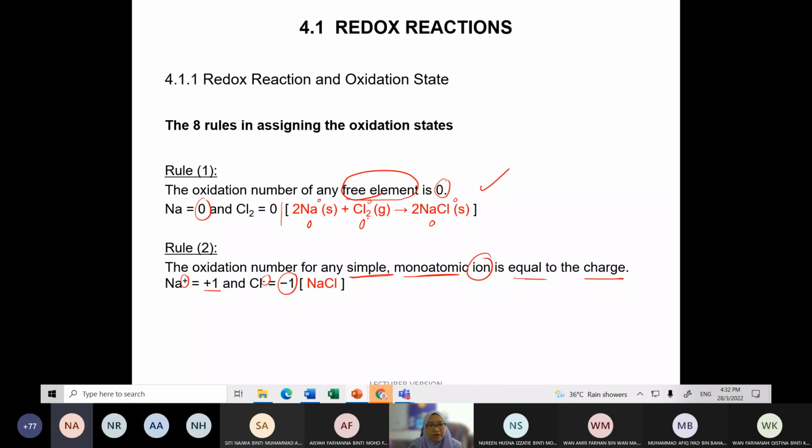Jadi kena balance on the reactant side and the product side. Both of them need to be the same. So reactant side we have 0, product side is also 0. Okay, alright, so sodium chloride again.